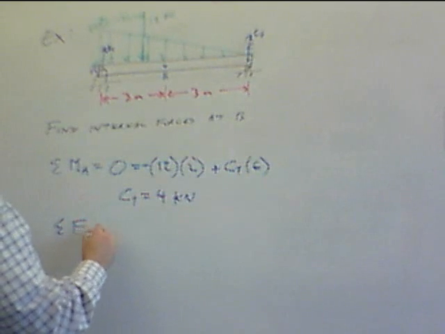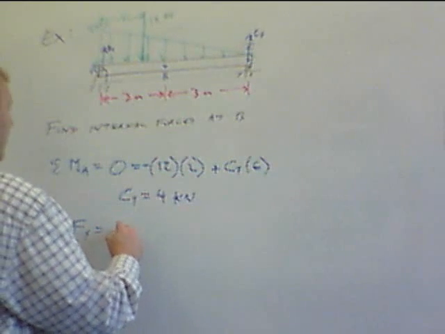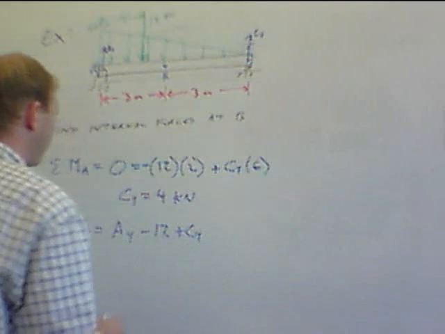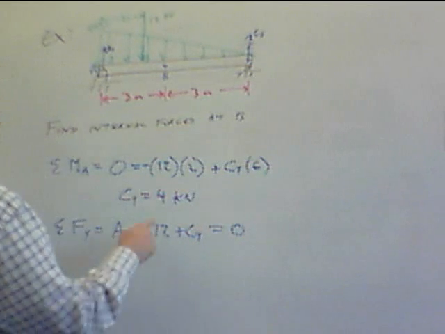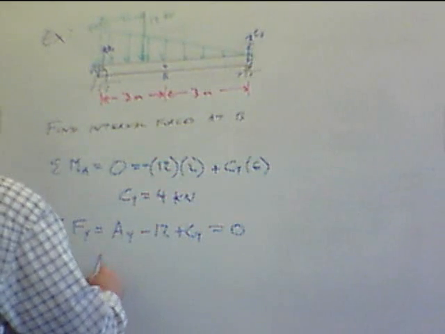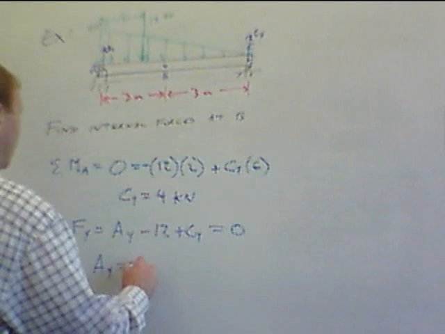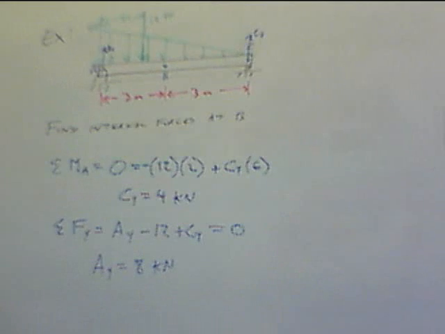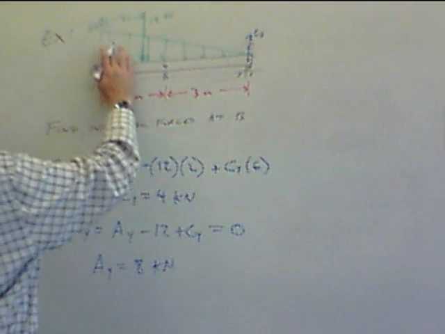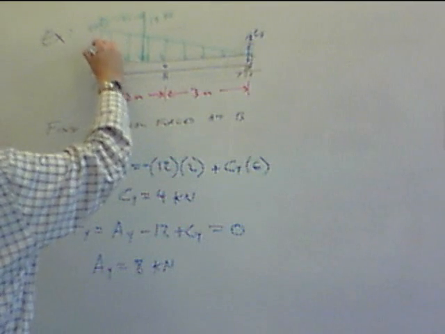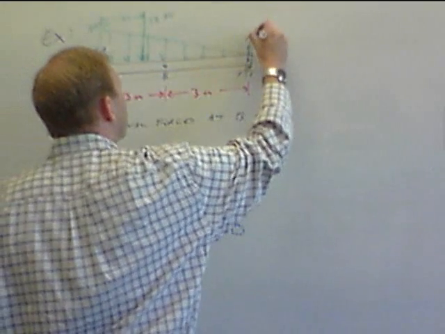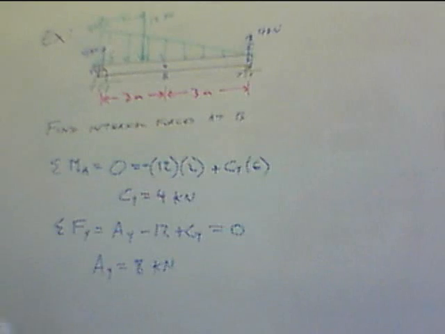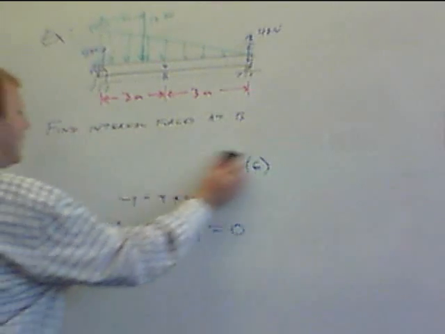Summation of forces in the Y is equal to AY minus 12 plus CY. That all equals 0. CY is 4. This means AY must equal 8 kilonewtons. All right, so this is 8 kilonewtons, and this is 4 kilonewtons. All right, so that's easy enough.